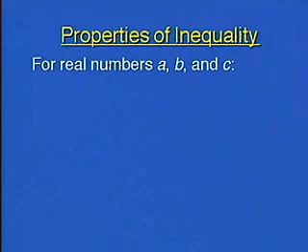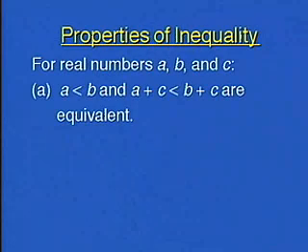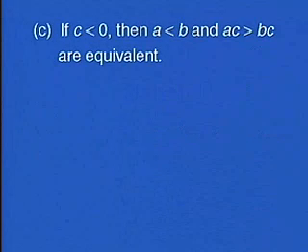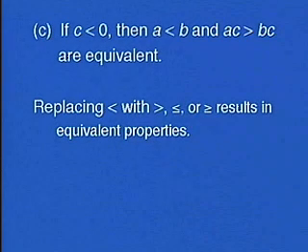First, for real numbers a, b, and c, a is less than b and a plus c is less than b plus c are equivalent. Second, if c is greater than 0, that is c is positive, then a is less than b and ac is less than bc are equivalent. Lastly, if c is less than 0, then a is less than b and ac is greater than bc are equivalent. Now remember, we can replace our less than symbol with any of the variations of our inequality symbols, and our results are still valid.